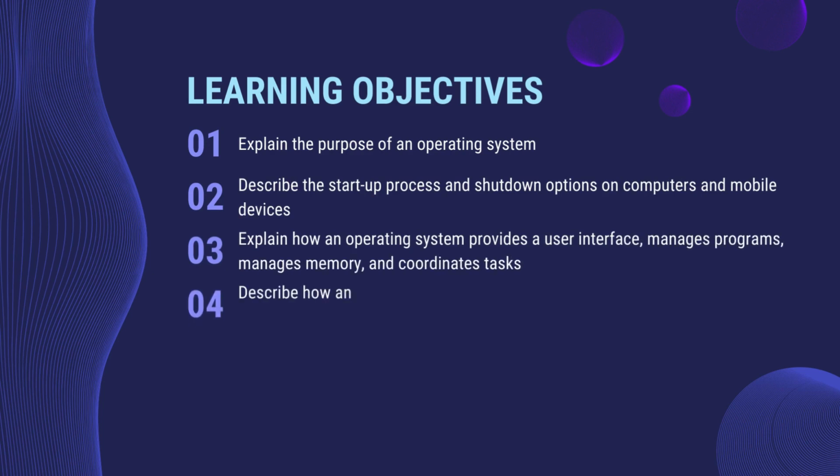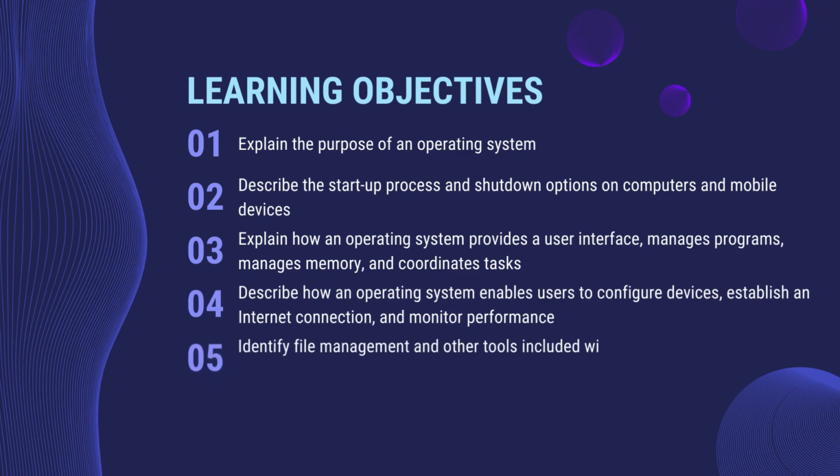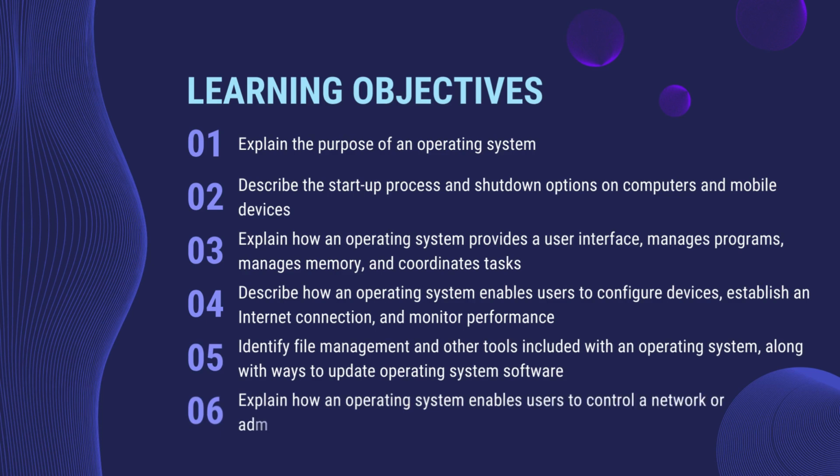Fourth, describe how an operating system enables users to configure devices, establish an internet connection, and monitor performance. Fifth, identify file management and other tools included with an operating system, along with ways to update operating system software. The last one is explain how an operating system enables users to control a network or administer security.